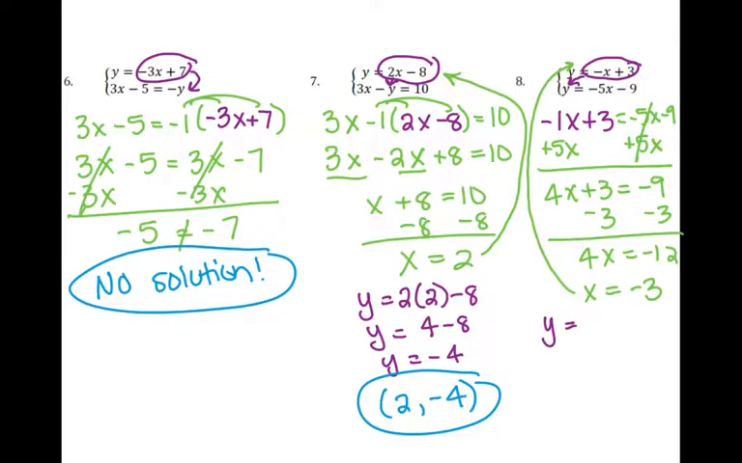So I have negative 1 times x, which was negative 3. Be careful with these negatives. They're all over the place, so you kind of have to pay attention to what you're doing. Negative 1 times negative 3 is positive 3. 3 plus 3 is 6. Ordered pair, negative 3, 6.